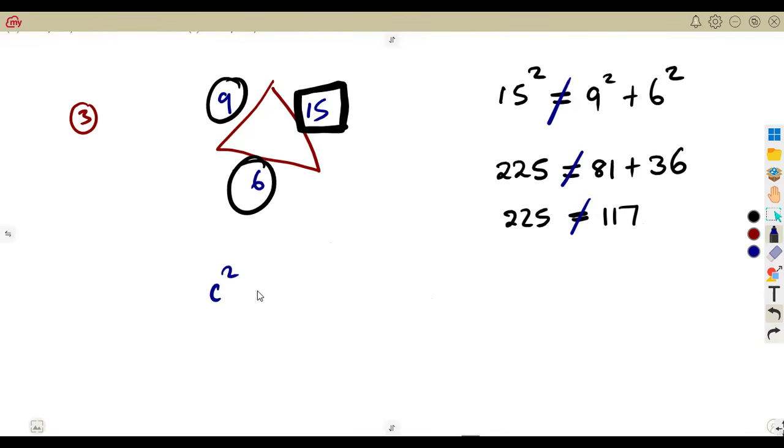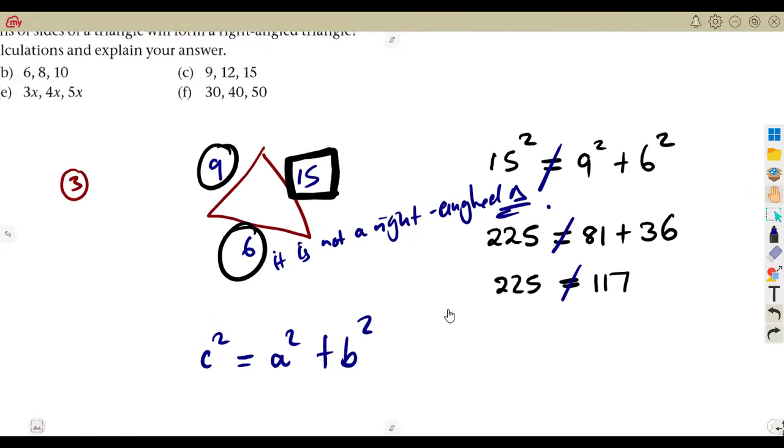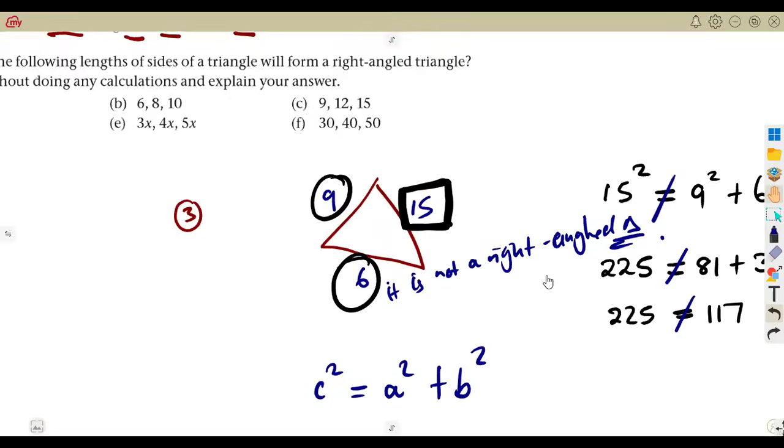C squared is equal to A squared plus B squared. It must be equal. But in this case, it is not what we are supposed to be having. It is not equal. So it means this triangle is not a right angle triangle. It can only be a right angle triangle if the left-hand side is equal to the right-hand side. So this is what you're going to do on this information.